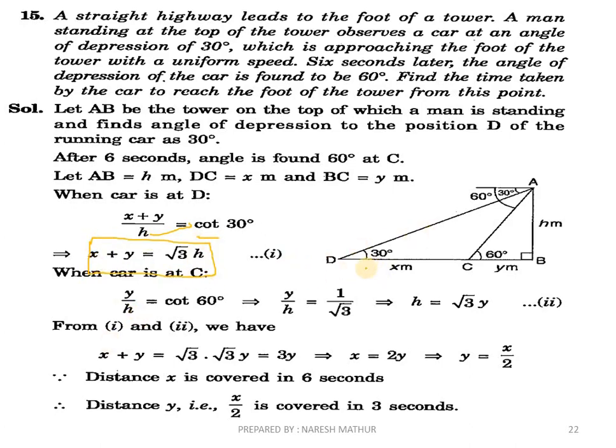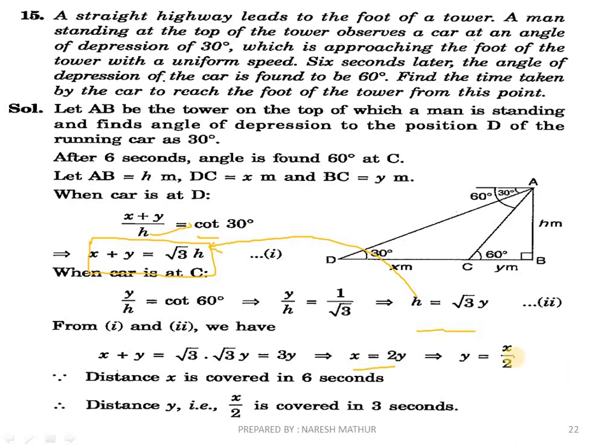Okay. Now in the second case, when the car is at point C in triangle ABC, cot 60 equals what? Base upon perpendicular, y by h. So from here we can get the value of h equals root 3y. Now we just need to put the value of h from here to here, so it would be root 3 into root 3y, so it would be 3y. x plus y equals 3y. So by this we are getting x equals 2y. It means the length BC is half of the length of CD.